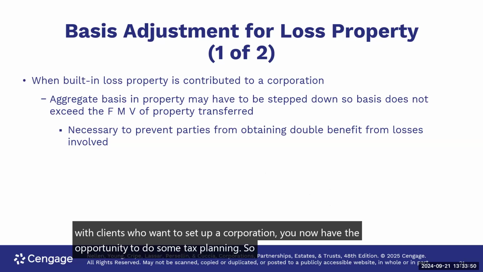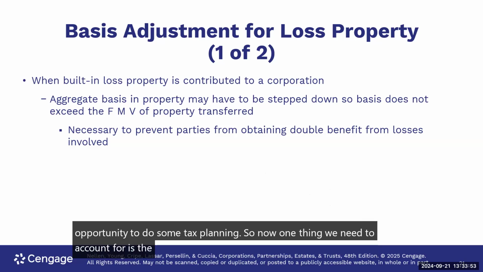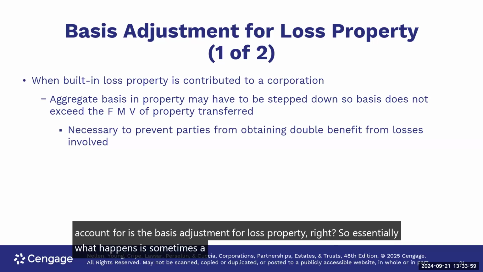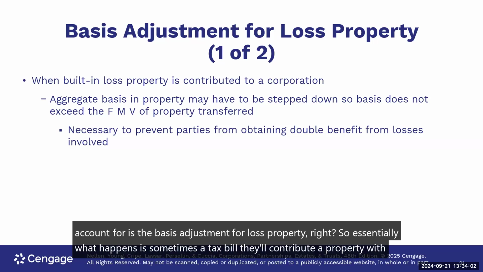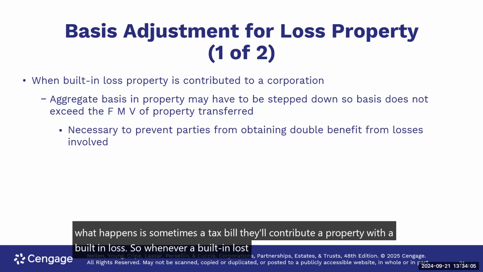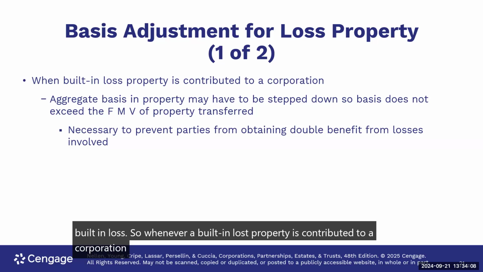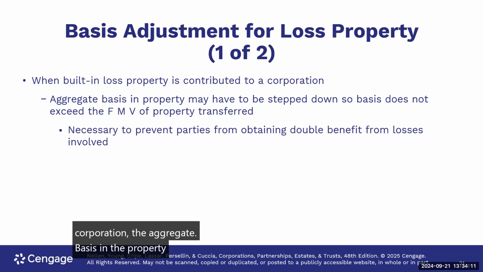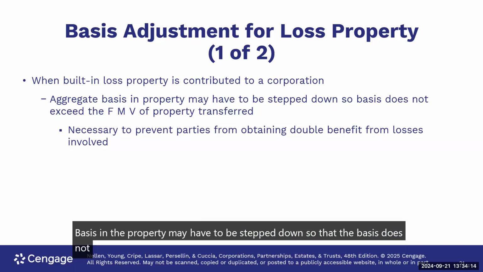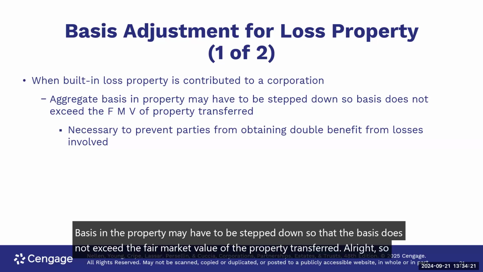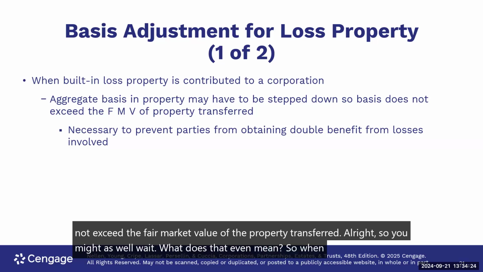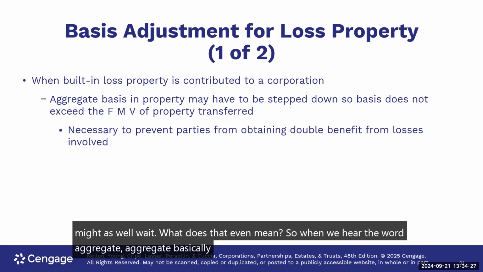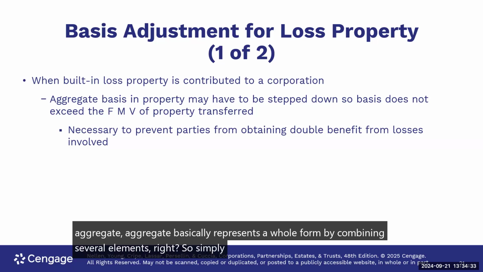So now one thing we need to account for is the basis adjustment for lost property, right? Essentially, sometimes a taxpayer will contribute a property with a built-in loss. So whenever a built-in loss property is contributed to a corporation, the aggregate basis in the property may have to be stepped down so that the basis does not exceed the fair market value of the property transferred. You might ask, what does that even mean? When we hear the word aggregate, it basically represents a whole formed by combining several elements. Simply stated, to collect or gather into a mass or whole.